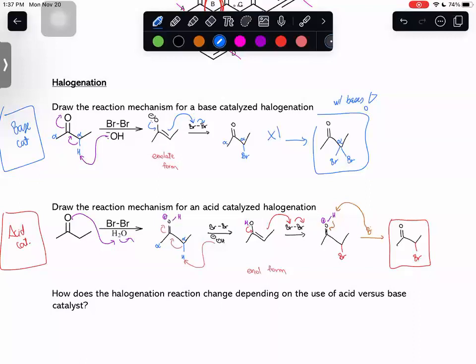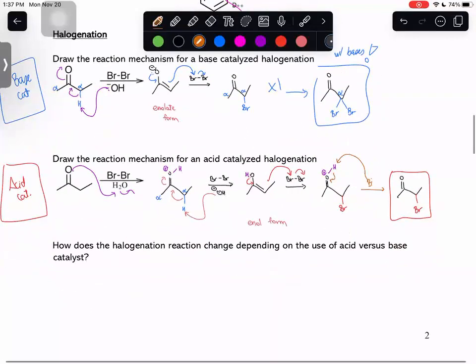Exactly, simple as that. Just replace the alpha hydrogen with whatever halogen you were presented with. So yeah, you don't have to do the full mechanism to get the gist of it. As long as you know that shortcut, you should be good. And as long as you know the difference between bases and acids, remember bases promote polysubstitution, okay?